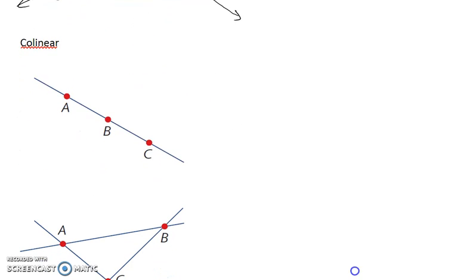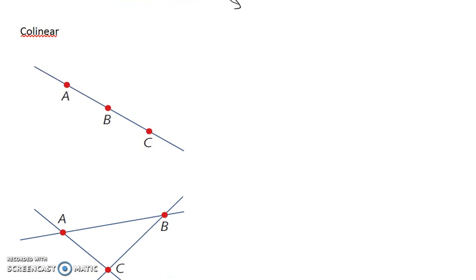Okay, the next one. Collinear. Linear sounds like line, co kind of sounds like they should be together or in line with each other. So collinear points are three or more points that lie on the same line. We can see here points A, B, and C, they all lie on the same line, so they're called collinear points.